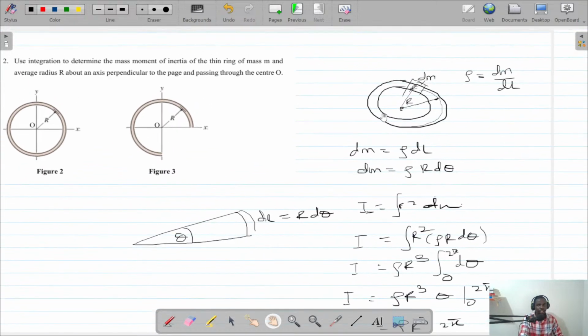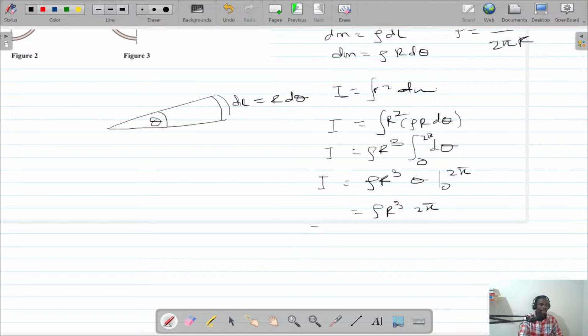Now the total length of this rim is going to be 2 pi r. If you cut this and then stretch it this way, the total length is going to be 2 pi r. So the density is going to be m over 2 pi r. So I will be equal to m over 2 pi r multiplied by r cubed times 2 pi. So 2 cancels 2, pi cancels pi, one of the r cancels, so I will be equal to m r squared.